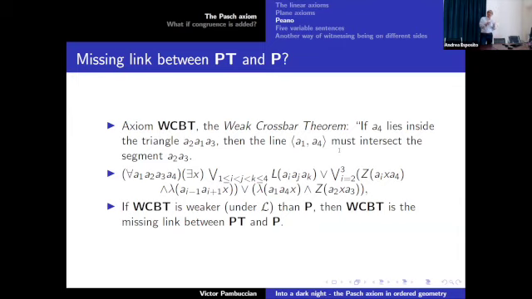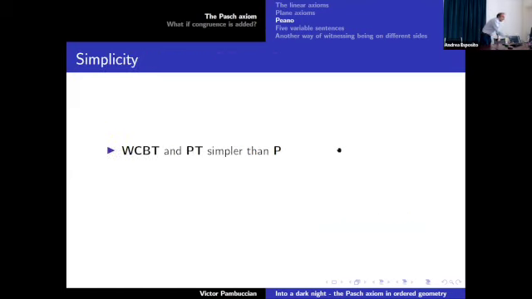Having one with fewer makes it simpler. And that's what our splitting is. So we've shown that you can split P into weak crossbar theorem and Pasch's theorem. Pasch's theorem is a universal statement about 6 points. It just says that if you have a point on this side and this side and this side, that these 3 points cannot be collinear.